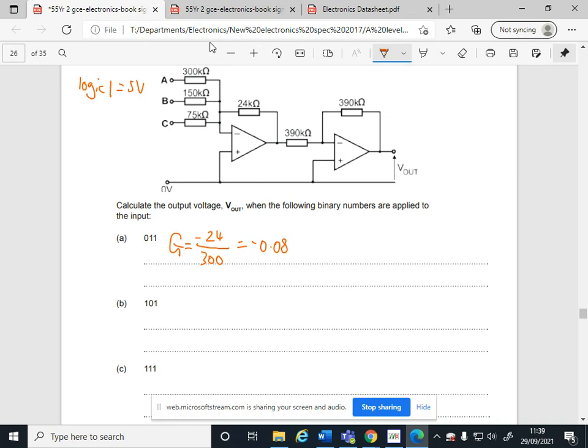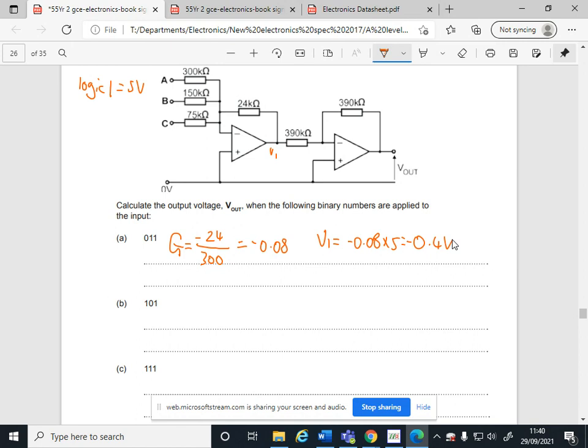Then we know that the input voltage times gain equals V out. If I've got 5 volts going in there, what is the output voltage? I'm not going to call it V out, I'll call it V1. V1 equals V in times gain, so minus 0.08 is your gain times your 5, which gives minus 0.4 volts.